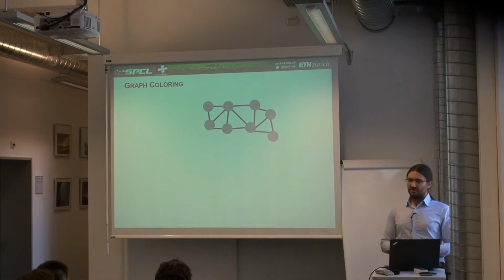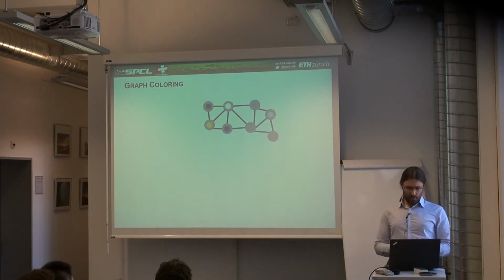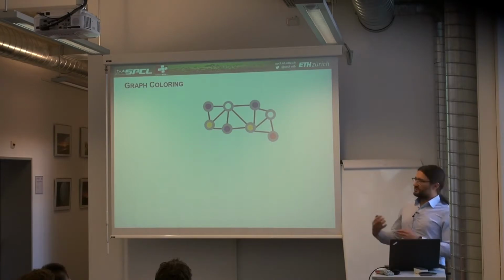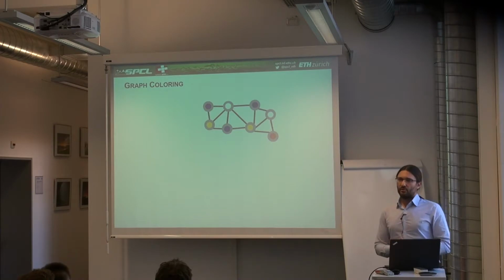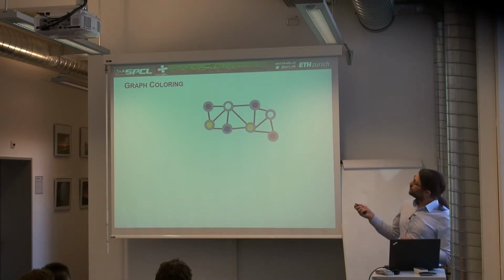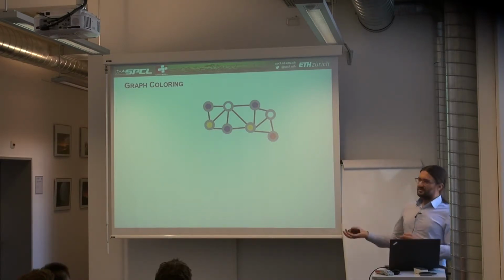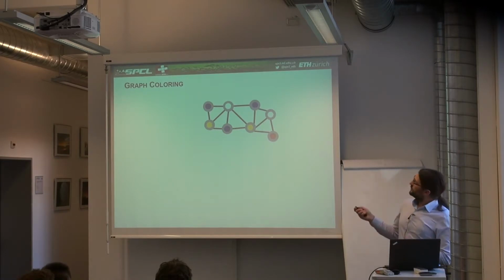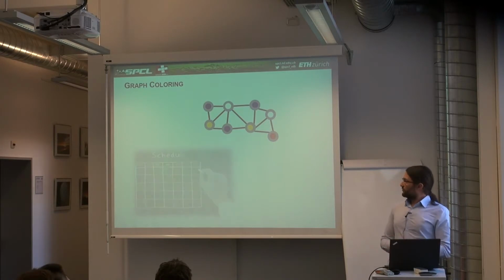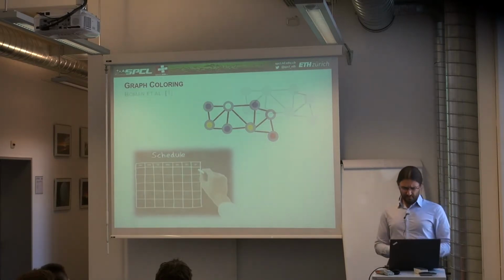Okay, so let's take a look at the third example, which is graph coloring. The goal is to, again, assign some number, which you can see as a color, to each of the vertices in such a way that we have a minimum number of colors assigned, and we don't want neighboring vertices to have the same color. Right? So if the vertices are neighbors, we want to have different colors for them. And this we can use, for example, in some scheduling problems.